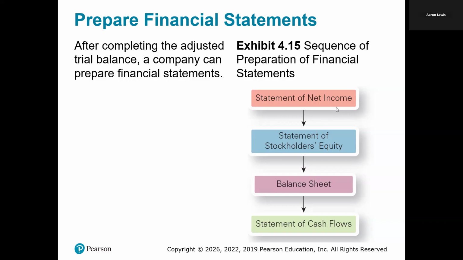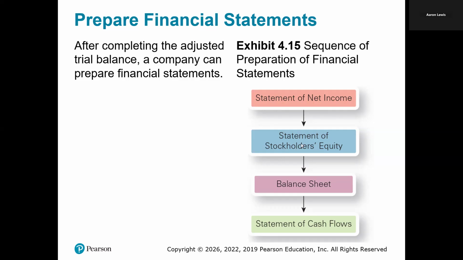So you'd start with your income statement, which would tell you the amount of income that you made during the period. That number is needed for your equity statement because the equity statement is going to show how the value of the business changed during the period. And one of the things that's going to change the value of the business is how profitable you are, your net income. So you need that number from the first statement to make the second statement.